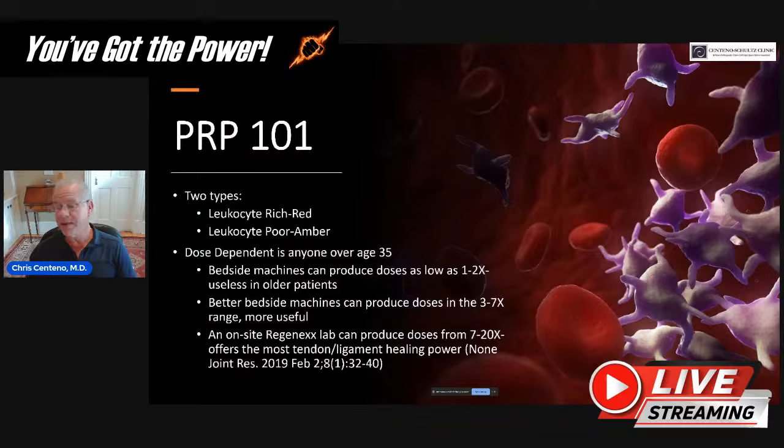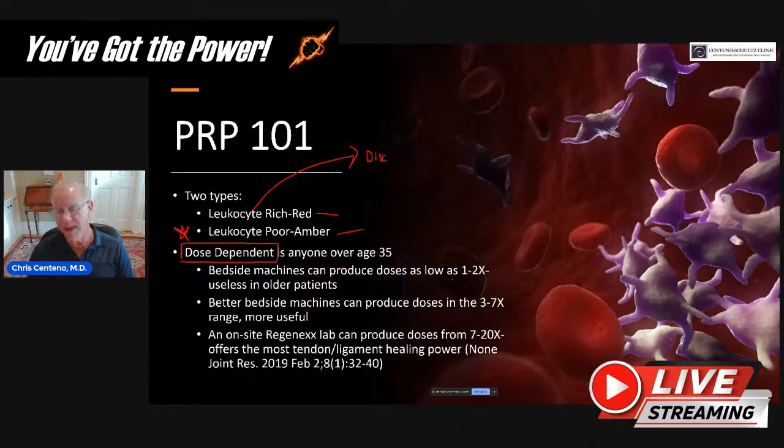Now, PRP, you should also know, comes in two types. There's leukocyte-rich, which is red. There's leukocyte-poor, which is amber. Now, of these two, for ligament healing, in general, leukocyte-poor would be the way you'd want to go, or the amber PRP. Now, there are other times, though, if you were going to inject into an intervertebral disc in someone's spine, then you'd want to use leukocyte-rich, for example. So there's reasons to use each.